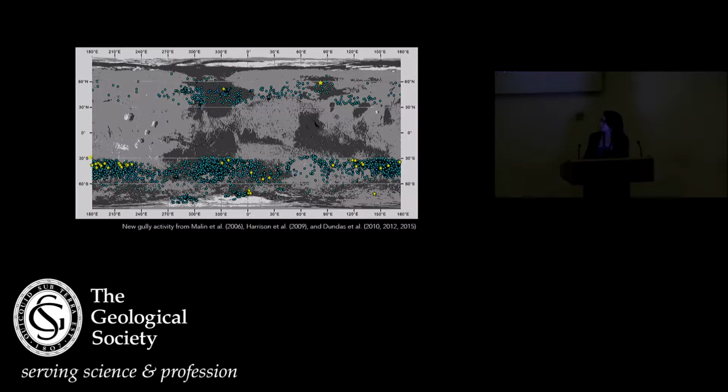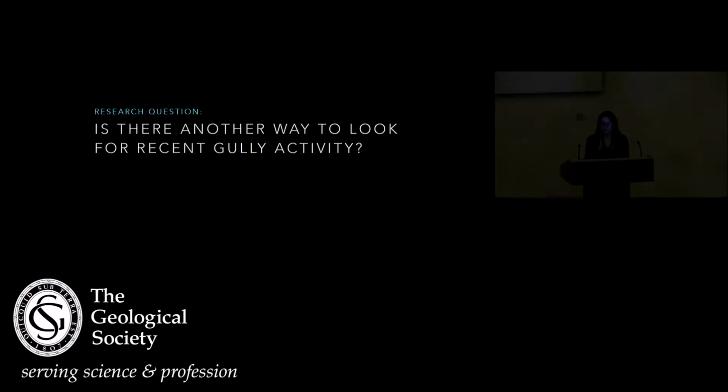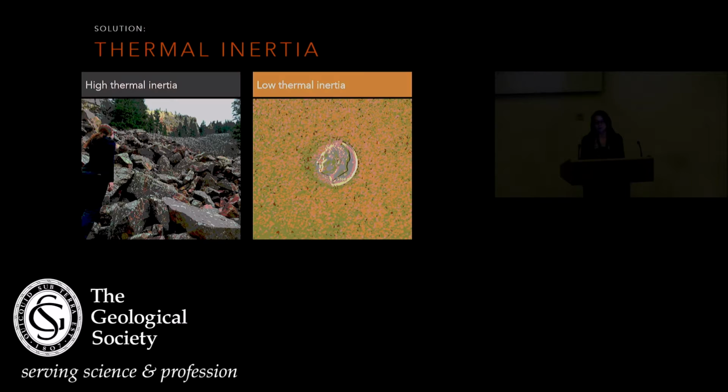The number of active sites is a few dozen compared to about 5,000 separate sites across the whole planet where we've seen gullies. So we're definitely missing places where there's activity just because we don't have the ability to do repeated imaging of all of these places. So is there some other way that we can try to look for places where, even if we can't constrain the date of formation, we can see if there's been recent activity? And this is where thermal inertia actually came in handy.